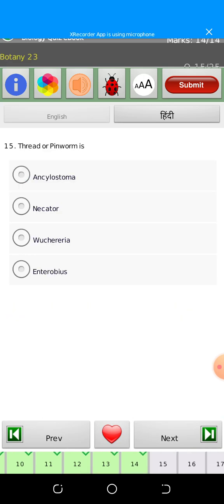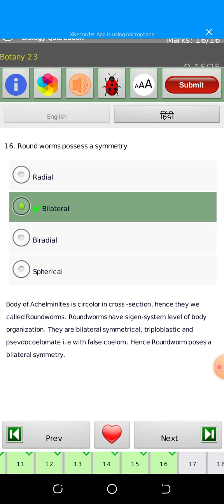Next is, thread or pinworm is Ancylostoma, Necator, Wuchereria, Enterobius. Thread or pinworm is Enterobius. Next is, roundworms possess what symmetry: radial, bilateral, biradial, spherical. Roundworms possess bilateral symmetry.